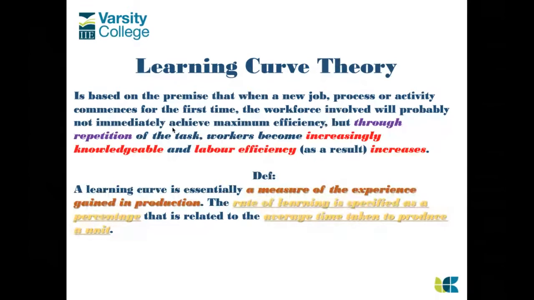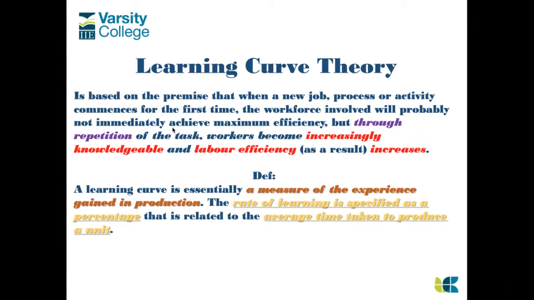Right. So what I was just saying is that when it comes to the learning curve theory, what we're talking about is basically that as we spend more and more time on the same activities, we become more and more efficient. So what do we mean when we say efficient? We mean that the same task takes us less and less time because we become increasingly knowledgeable and labor efficient. As a result, we spend less time doing the same task.